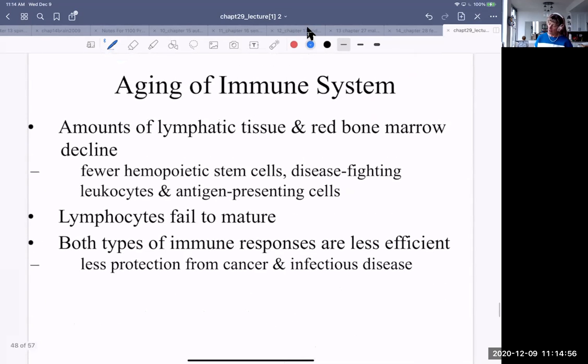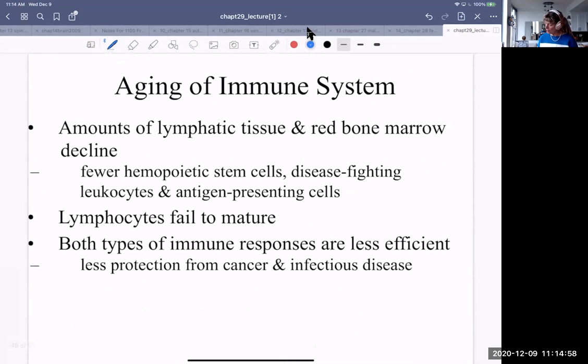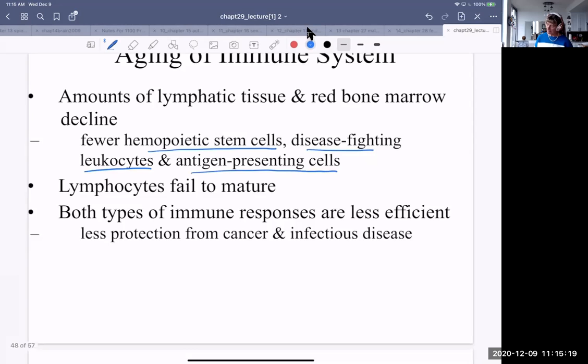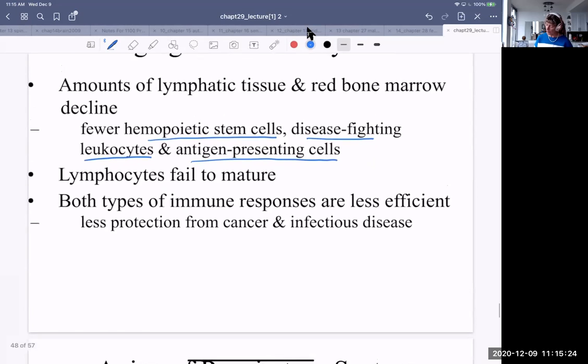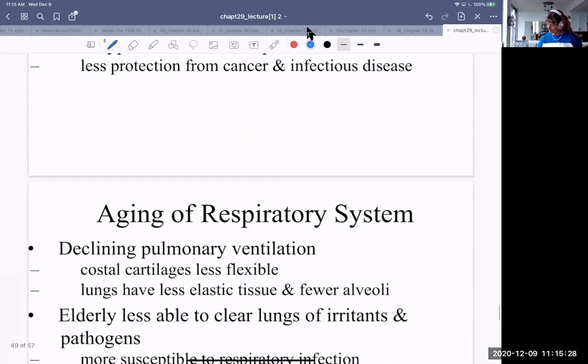The immune system can also be affected. Lymphatic tissue and red bone marrow declines. There's fewer hematopoietic stem cells that are dividing to produce daughter blood cells, and disease-fighting leukocytes, so white blood cells, and antigen-presenting cells. So those are all part of the immune system. Lymphocytes fail to mature, your white blood cells. Both types of immune responses are less efficient. So there's less protection from things such as cancer and infectious disease.